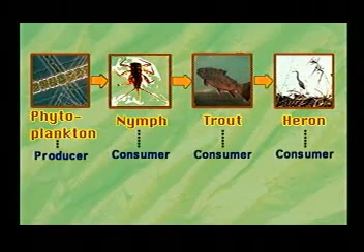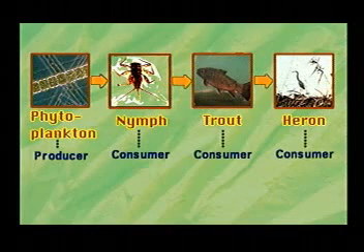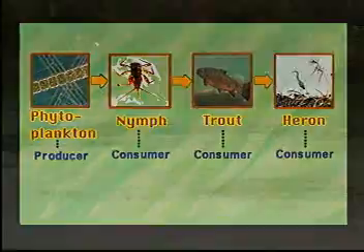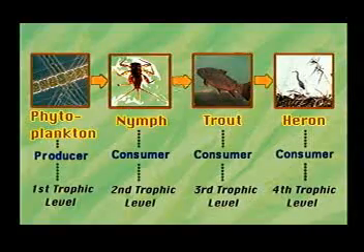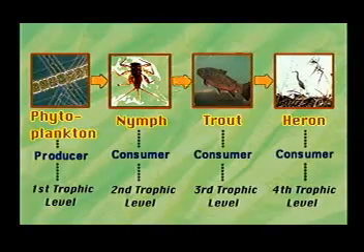Organisms in a food chain are either producers or consumers. Phytoplankton is a producer, with the other organisms being consumers. Each level in a food chain is called a trophic level. Trophic comes from the Greek word trophikos, for nourishment or food. These are numbered first, second, third, and fourth trophic level.